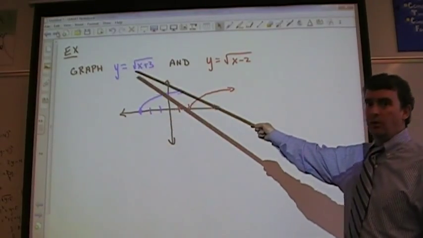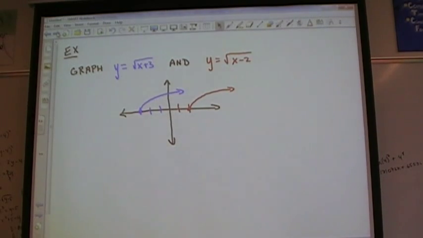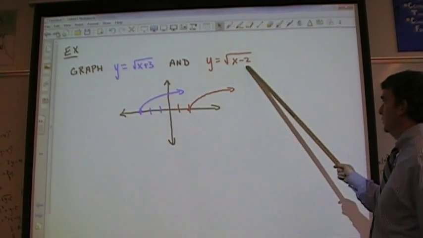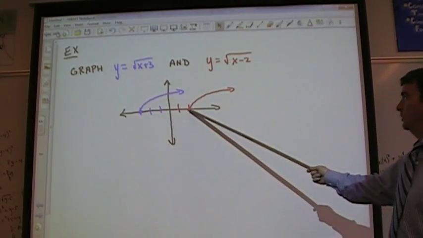Also, you should know that the domain is x must be greater than or equal to negative 3. It couldn't be negative 4, then you would have a negative under the radical. Okay? And this one moves it forward 2, because my domain is x is greater than or equal to 2. So there it is.